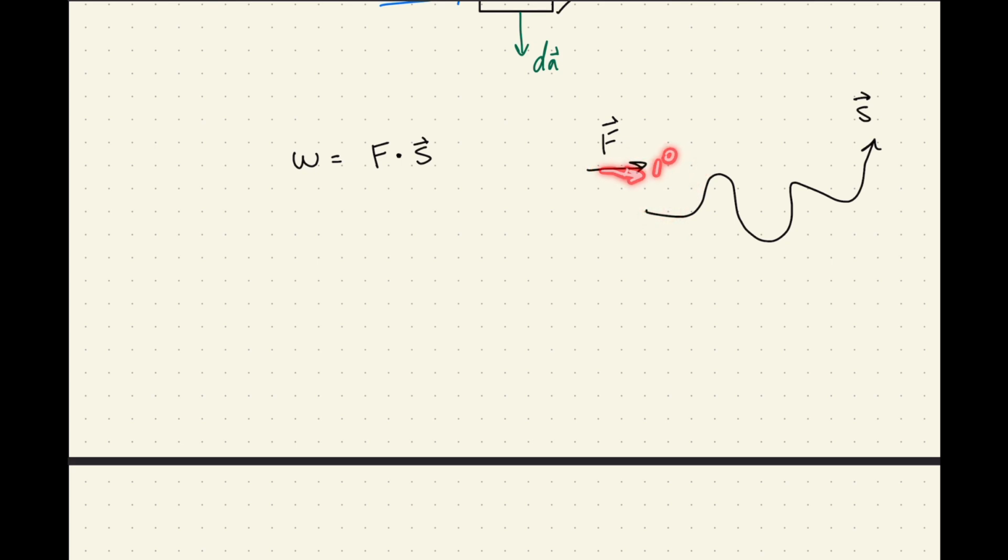So the work done over here is going to be maximum. But then once I get to this part of the path, the S vector is pointing in a different direction here, almost 90 degrees. I mean, maybe in this scenario, the S vector and the force vector are going to be at 90 degrees. So the work done on this part of the path is going to be 0. Meanwhile, here it's going to be a maximum.